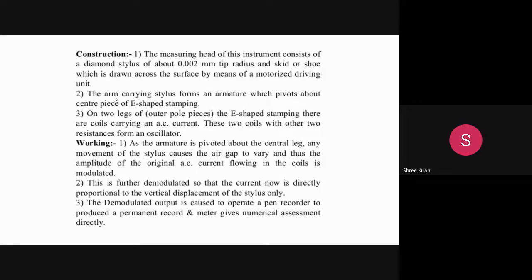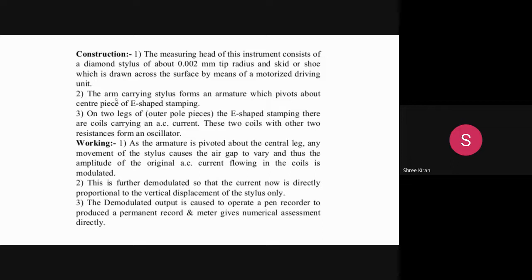Now the armature is pivoted about the central leg. Any movement of the stylus, as the armature is pivoted about the center leg, causes the air gap to vary, and thus the amplitude of the original alternating current flowing in the coils is modulated.